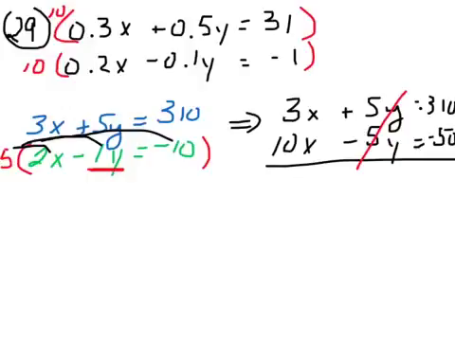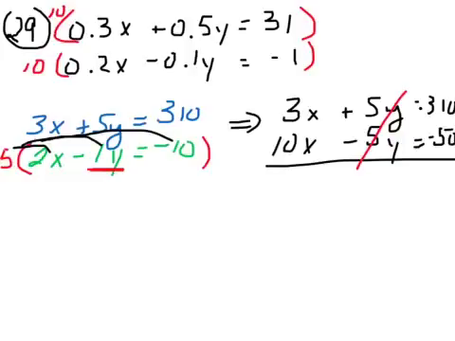Again, did I have to pick the y's? No. If I wanted to get rid of the x's, I could have multiplied the top equation by 2 to get a 6x. And then on the bottom equation, to get a 6 out in front of the x, I could have multiplied it through by 3 and maybe a negative 3, and that way I would have created opposites. So there's more than one way to do this. We just like working smart, don't we? We don't want to have to do more work than we have to.